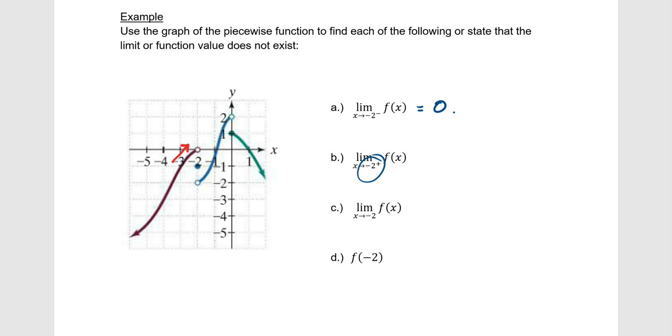Now for the next question, let's approach -2 from the right. So from the right, we go back towards it. It looks like that's approaching a y value of -2. And now we're being asked, what is the limit in general? What is the limit of f of x as x approaches -2? Well, since we have the limit from the left and the limit from the right, and these are not equal to each other, 0 does not equal -2, then this limit does not exist.